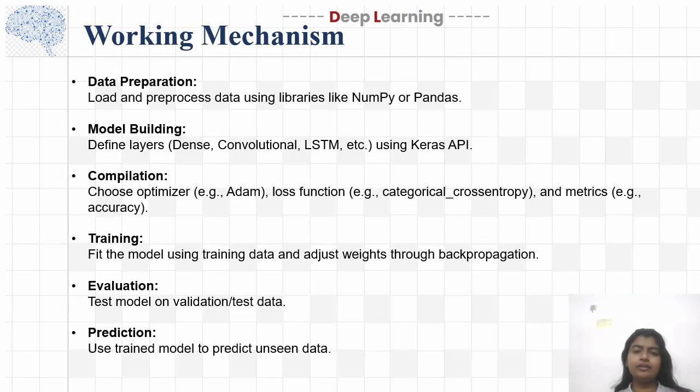Now we see the working process of Keras is quite simple. First we prepare and pre-process the data. Next we build a model by adding different layers such as RNN, CNN or LSTM. Then we compile the model using optimizers, loss function and metrics. After that we train the model on data and evaluate its accuracy. Finally, we can use the trained model to make predictions on new data.